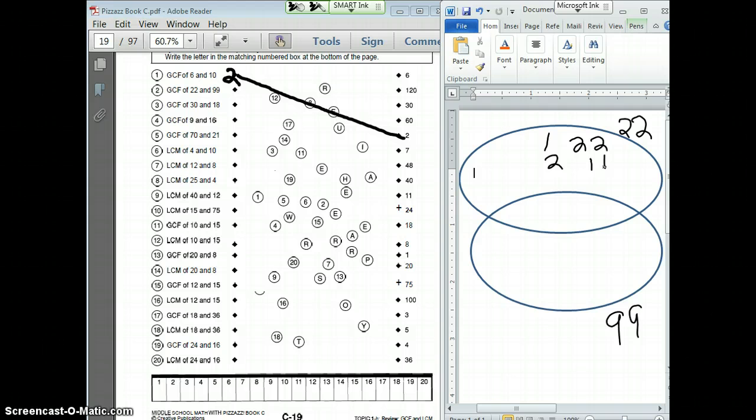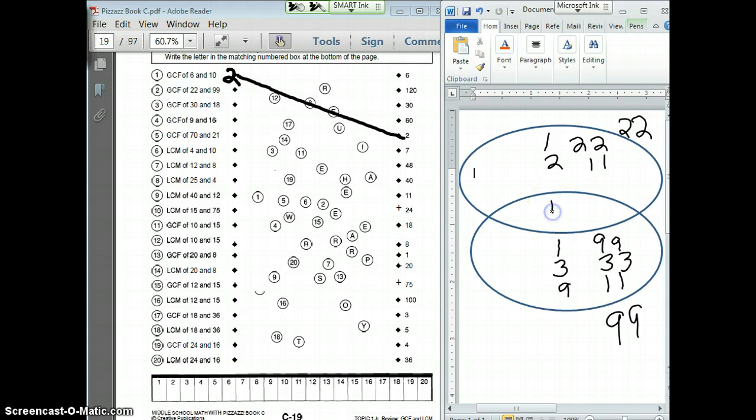For 99, we've got 1 and 99. Not 2, but we do have a 3. Not a 4, not a 5, not a 6, not a 7, not 8, not 9. Oh yeah, 9 and 11 are also factors there. So I think we found our common factors. I suppose I could keep going. There's not a 10, but then if we get to 11, we're right back where we were.